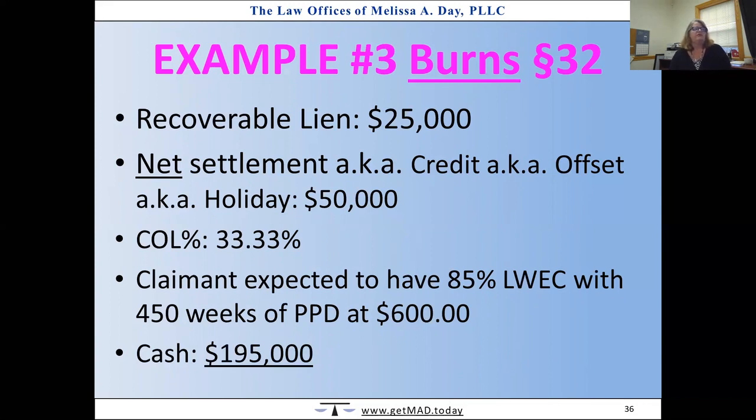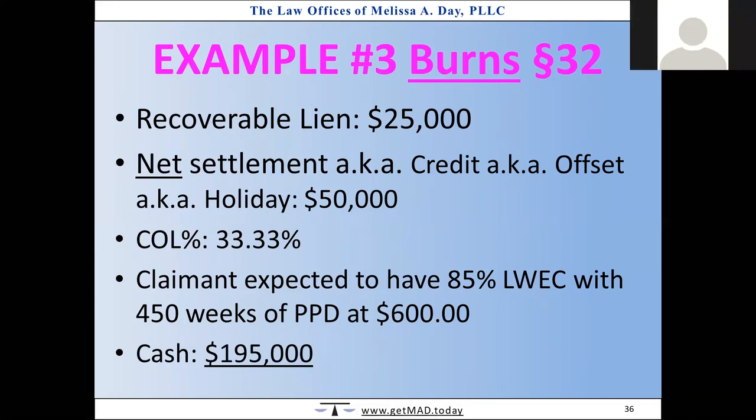So in this case, you should be willing to pay cash of $195,000 to settle the indemnity. You get the full benefit of the credit of $50,000, and reduce the overall exposure for indemnity benefits by your recoverable lien of $25,000. That's an overall reduction against the future indemnity liability of $270,000 by $75,000, for a cash payment of $195,000.